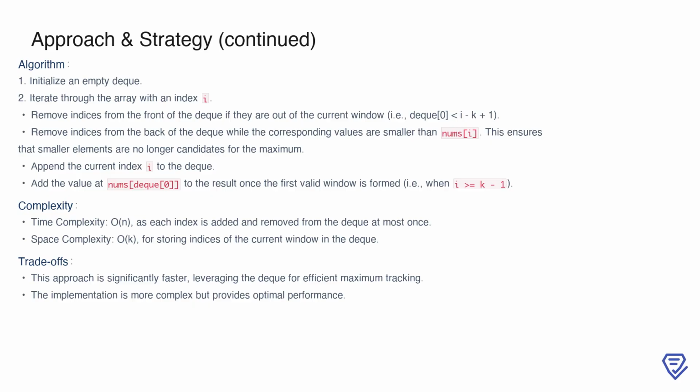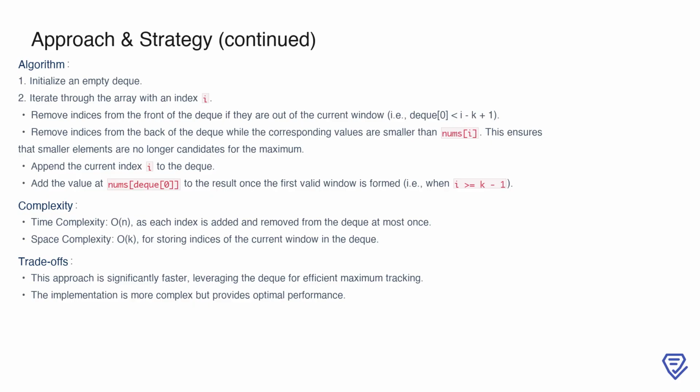This makes the maximum value of the current window always accessible at the front of the deque. As we slide the window, we remove indices from the front if they are no longer part of the current window, and from the back if the corresponding values are smaller than the current element, as those smaller values are no longer candidates for the maximum.